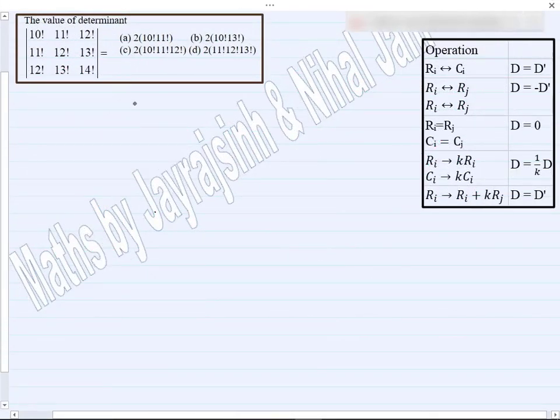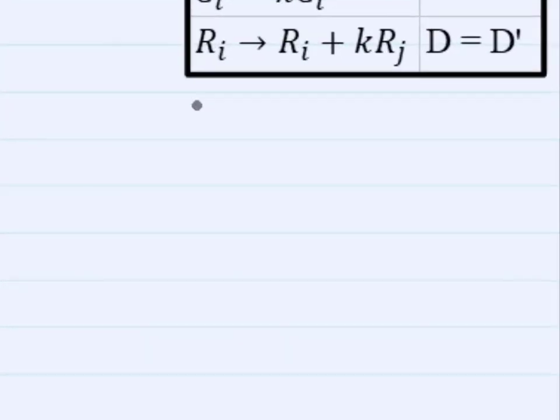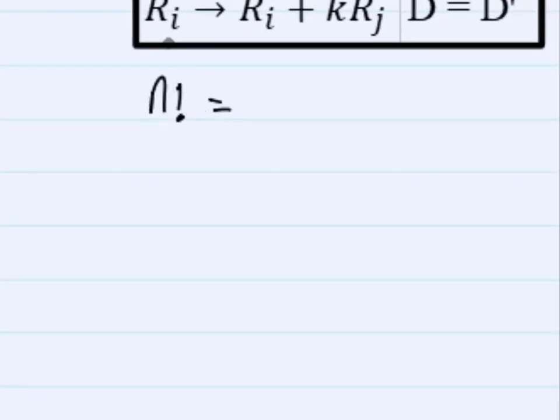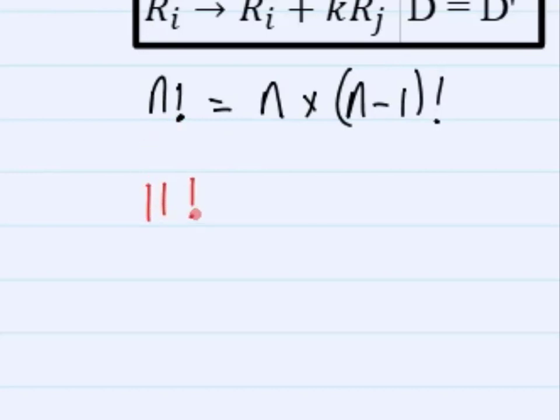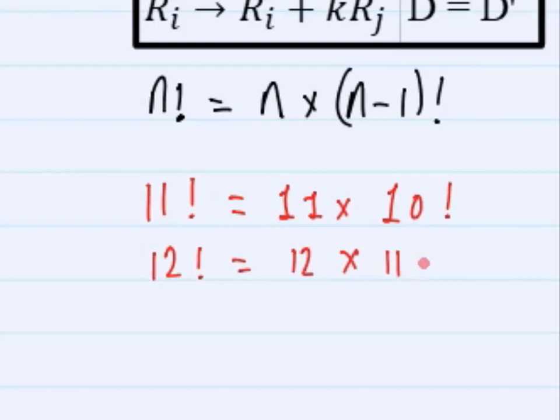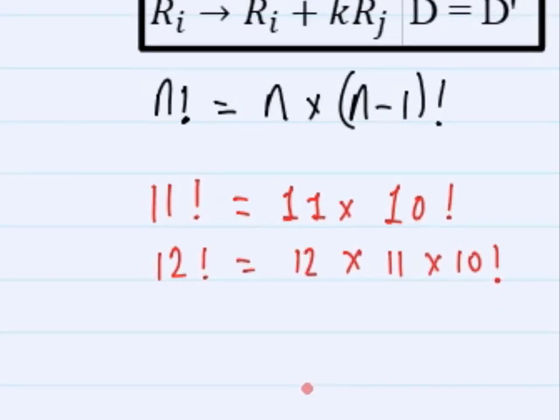In this question, we have to find the value of this determinant, which has 10 factorial, 11 factorial, 12 factorial, and so on, so many factorials. So here we are going to use the property of factorial, which says n factorial can be converted into n into n minus 1 factorial. We can convert 11 factorial into 11 into 10 factorial. Similarly, we can convert 12 factorial into 12 into 11 into 10 factorial.